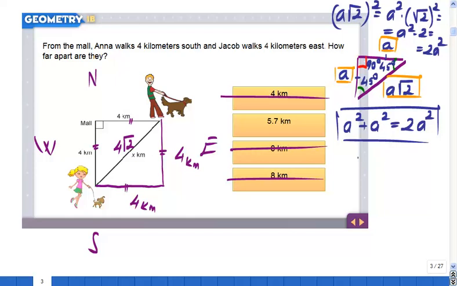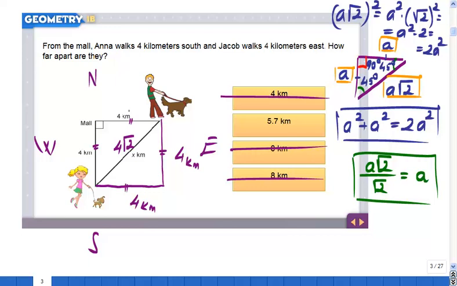And I can see the other rule. If I know my hypotenuse, to find the leg, I will always divide my hypotenuse by square root 2, and that will give me the length of my leg. And we may be able to use this in the next problems.